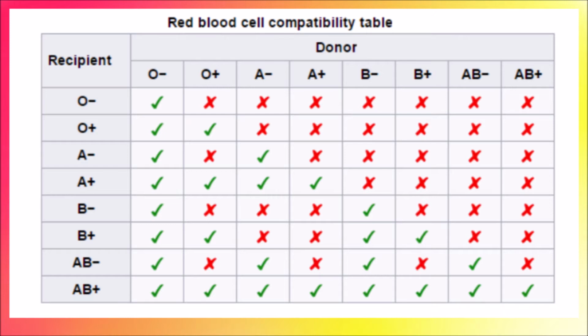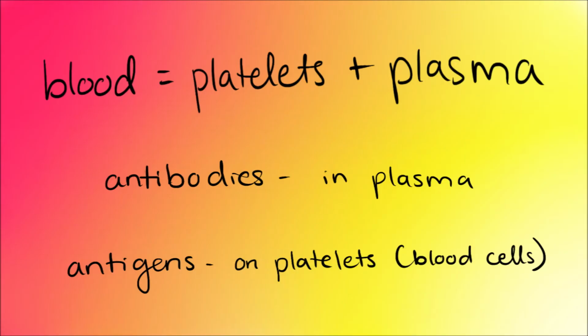So we're going to do an example in just a second, but the main idea to understand here is that blood is made of two parts, platelets and plasma. So when someone donates blood, they actually take the plasma out and they're just donating the platelets. And that's important because you have the antibodies in the plasma of the blood and the antigens are on the platelets or the blood cells. The antigens are on the surface of those cells.